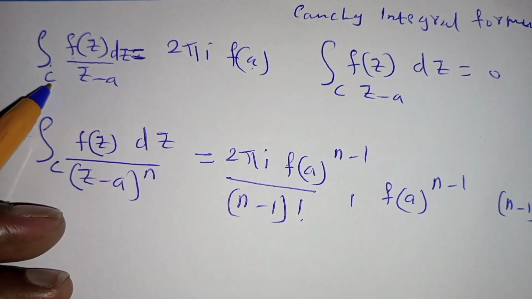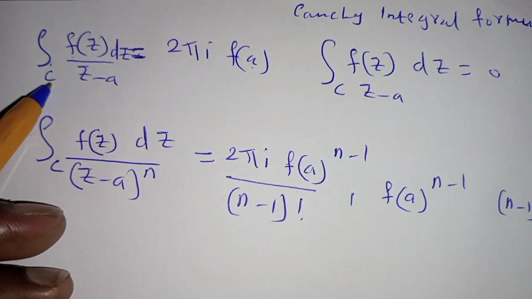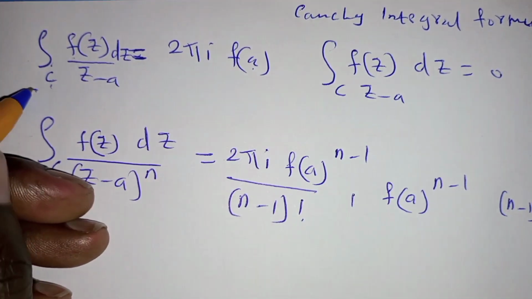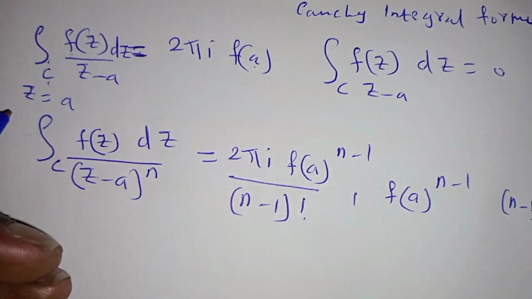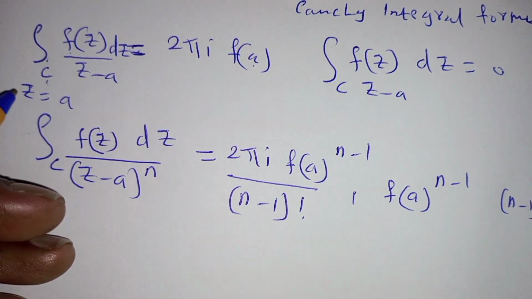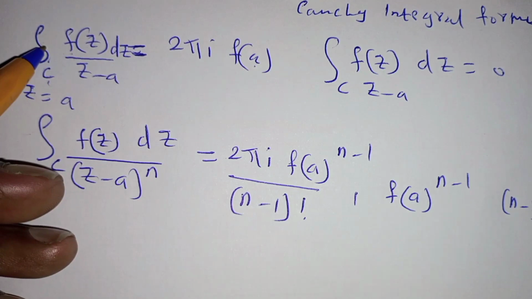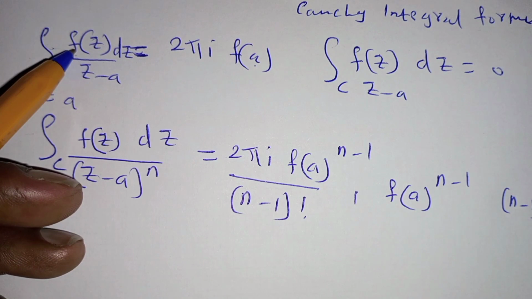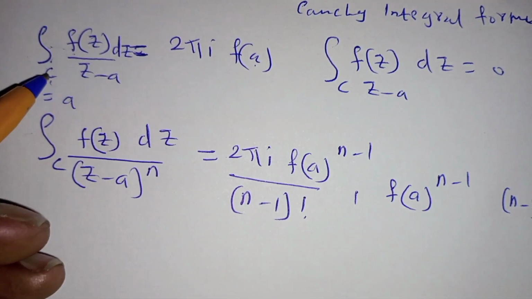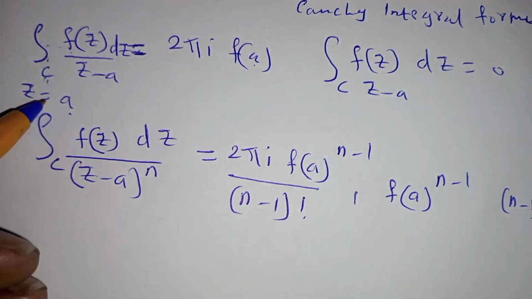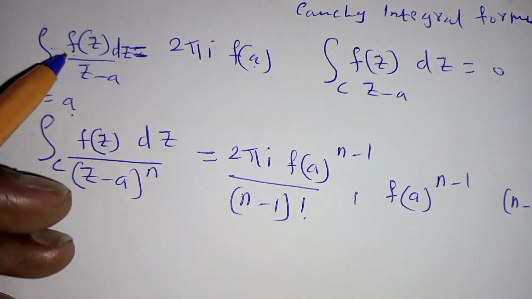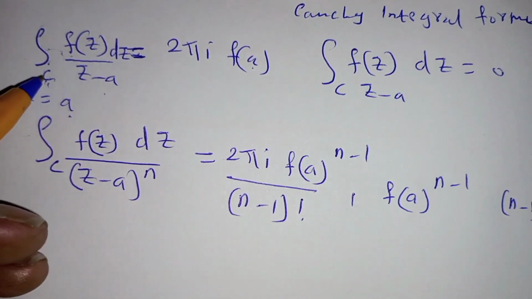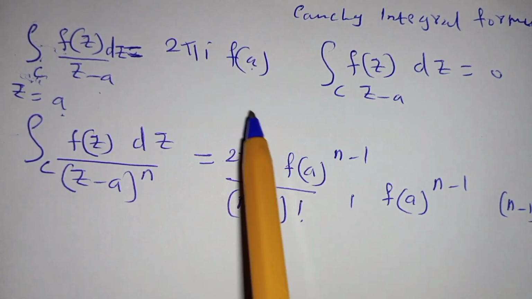A contour C, and at a point z is equal to a. The point we are considering is this: z is equal to a in C. Then I repeat, f of z is analytic on and inside the contour C, and z is equal to a at a point in C. Then the integral of f of z divided by z minus a around this contour will be given by 2 pi I multiplied by f of a.